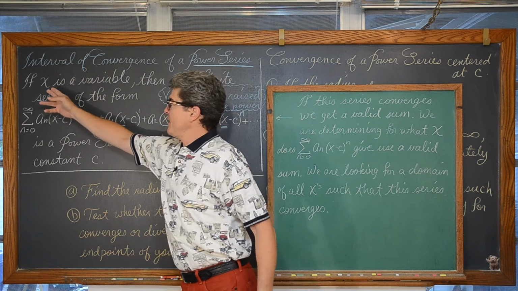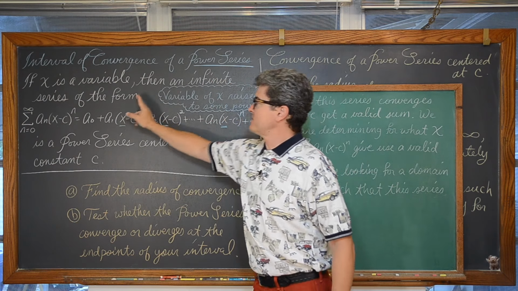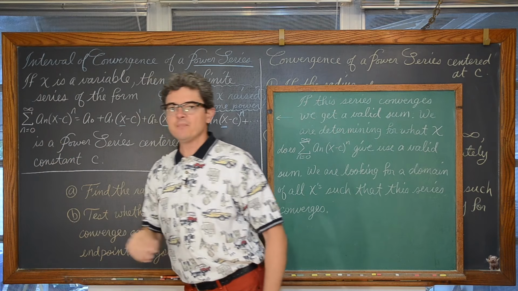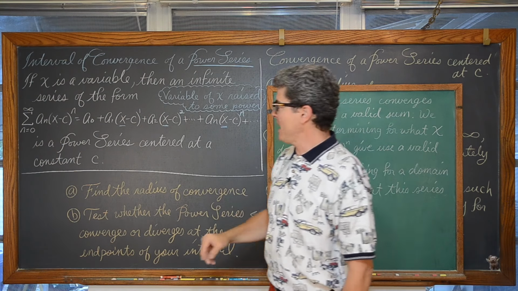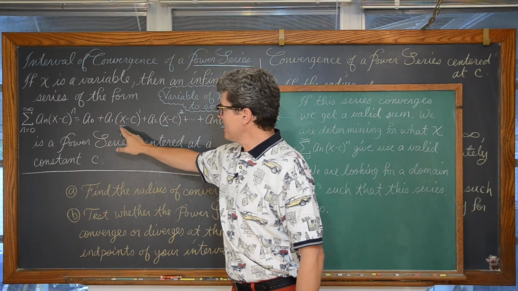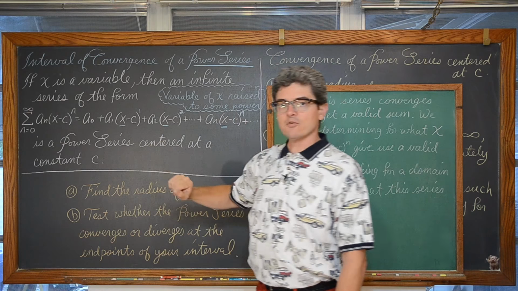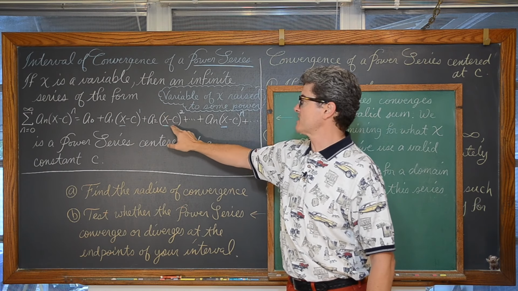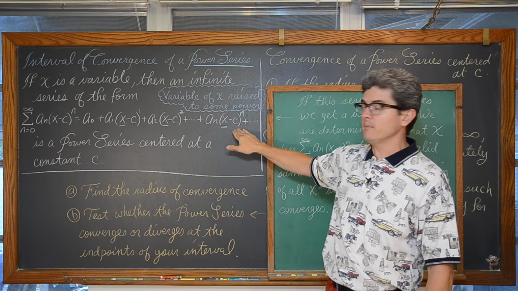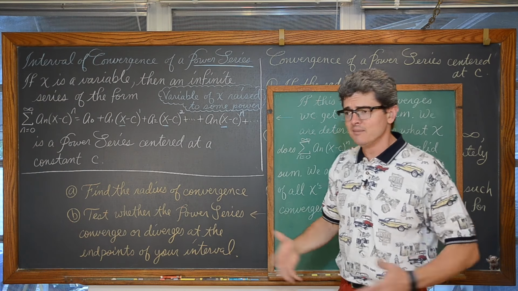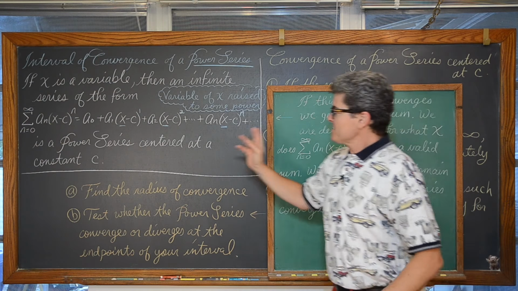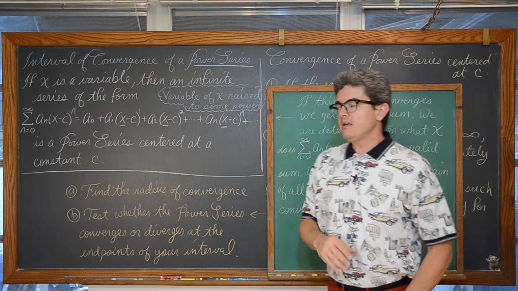Well, it says here, if f is a variable, then an infinite series in the form of the summation where n starts at 0 and goes to infinity of a sub n times x minus c raised to the n power is equal to a sub 0 plus a sub 1 times x minus c raised to the first power plus a sub 2 times x minus c raised to the second power, and we keep adding and so on until we get to the nth term, and then we just keep adding because this is the series. n goes to infinity. We never stop adding these terms. And this is a power series centered at a constant c.